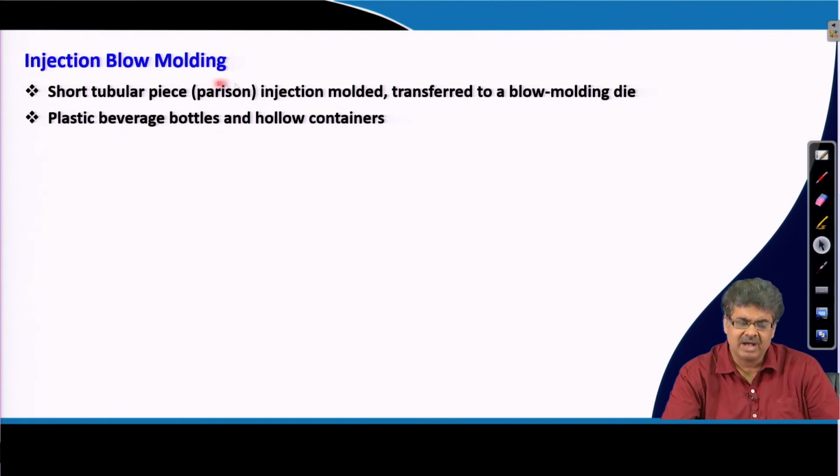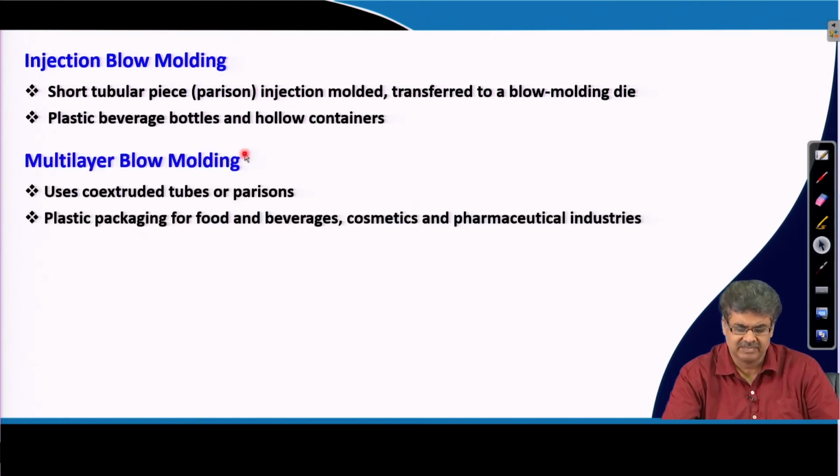We can also have other types of molding processes which I will quickly go through, like injection blow molding, in which a short tubular piece or parison, as we discussed earlier for extrusion blow molding, is injection molded and transferred to a blow molding die, and the rest of the process follows exactly what I discussed in the last slide. Plastic beverage bottles or hollow containers are generally produced using this process.